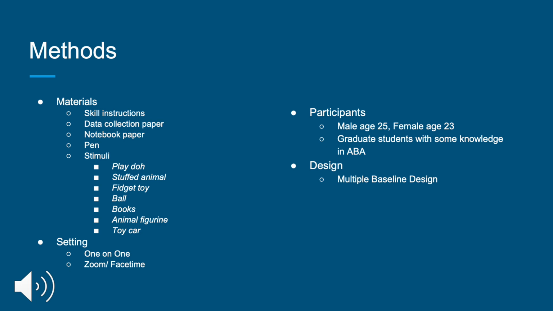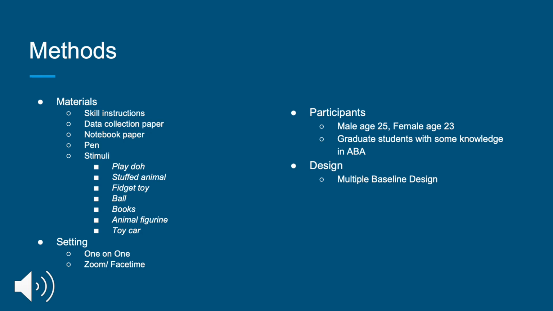So the methods for our study are going to be broken down into 4 separate parts: materials, setting, participants, and the design. For our materials, we were required to have skill instructions, a paper for data collection, an extra piece of notebook paper to take some extra notes if we needed to, a pen, and then all of the stimuli that we used. So we used Play-Doh, stuffed animals, fidget toys, balls, books, animal figurines, and then some toy car figures as well. The setting that we replicated our study in is a one-on-one setting, and we utilize Zoom and FaceTime a lot throughout our replication process.